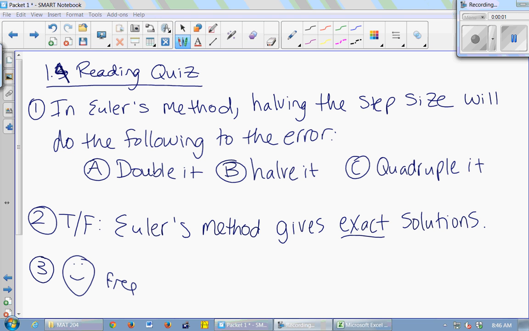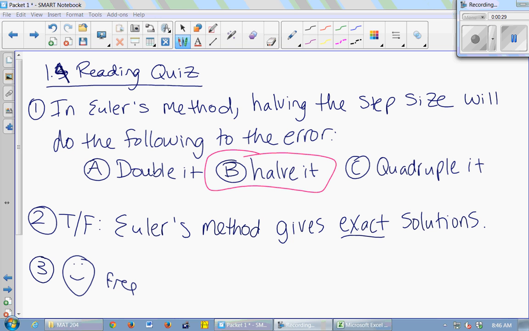Okay, in Euler's method, halving the step size will do approximately what to the error? Double it, halve it, or quadruple it? Halve it. Double the steps, half the error. There are other numerical methods where doubling the steps actually reduces the error more than halving it, but we won't learn them in this class. But in this one, it halves it.